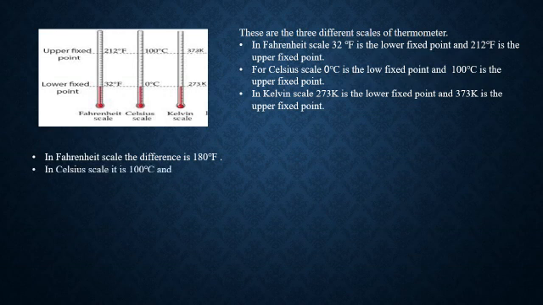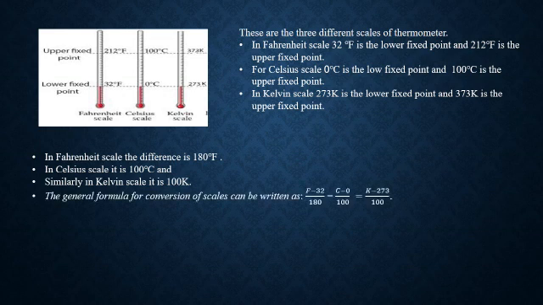Likewise, in Celsius scale and Kelvin scale, this difference is found to be 100. So what are we going to do with this difference? With this difference, you can easily convert from one scale to another. So the general formula for conversion is given as (F minus 32) by 180 = (C minus 0) by 100 = (K minus 273) by 100.